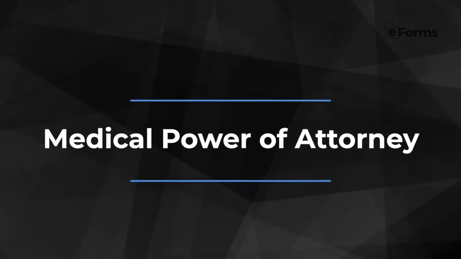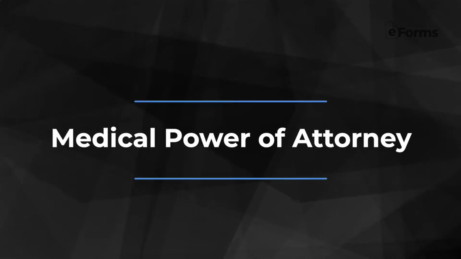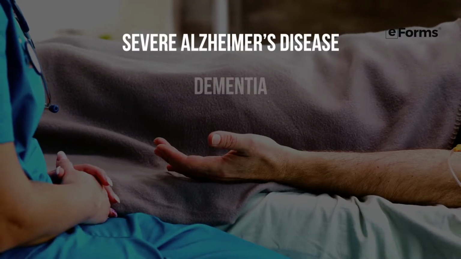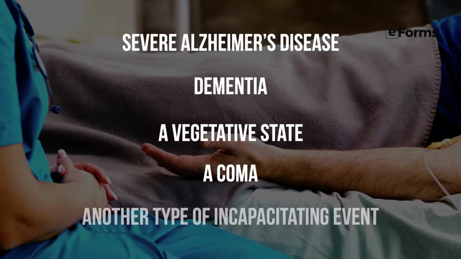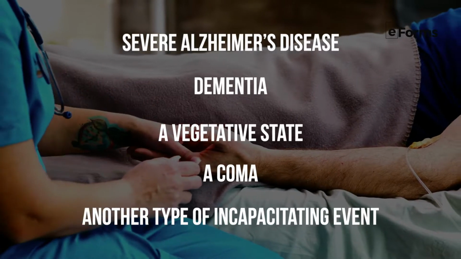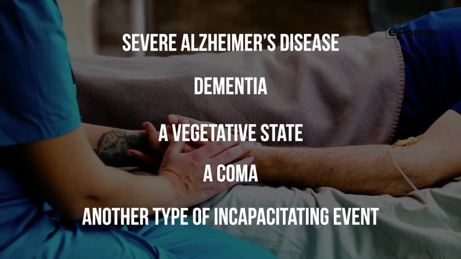First, let's define and overview a medical power of attorney. If an unfortunate medical circumstance should befall you, such as severe Alzheimer's disease, dementia, a vegetative state, a coma, or another type of incapacitating event, you'll want someone you trust to act as your representative and help make or carry out your healthcare decisions while you're unable to do so yourself.